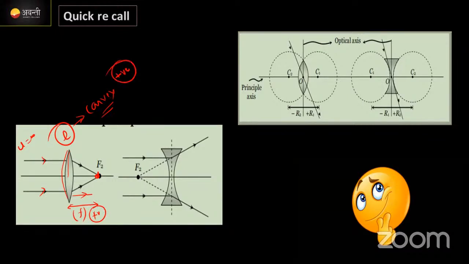Don't forget this one. Clear enough? Next point is the concave lens. What is a concave lens? If the light rays which are coming from infinity are incident on the surface of the concave lens, they get diverged.